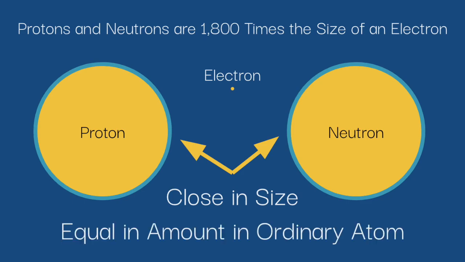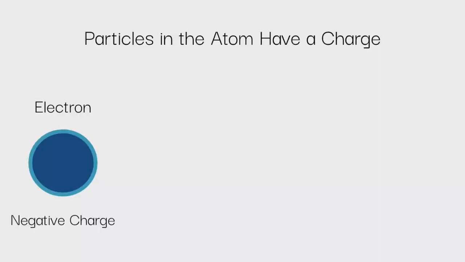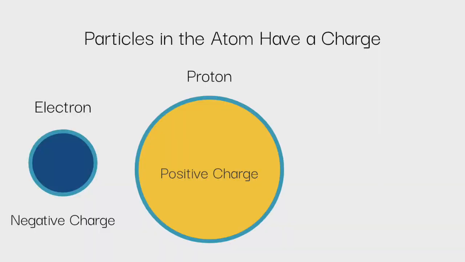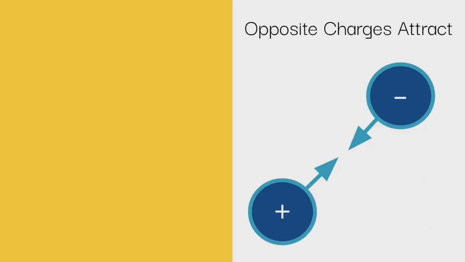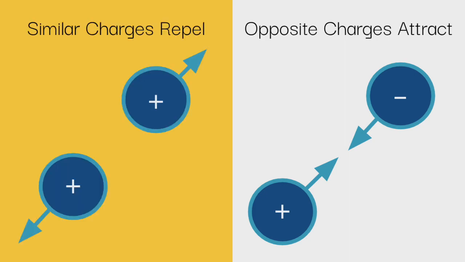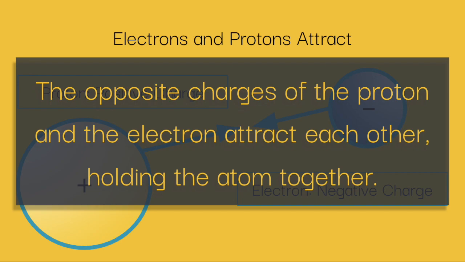In its normal state, an atom would have the same amount of protons as it does electrons. Particles in the atom have the characteristic of having a charge. The electron has a negative charge, whereas the proton has a positive charge. The neutron is neutral. It has no charge. Where opposite charges attract each other, like charges repel each other. The opposite charges of the proton and the electron attract each other, holding the atom together.